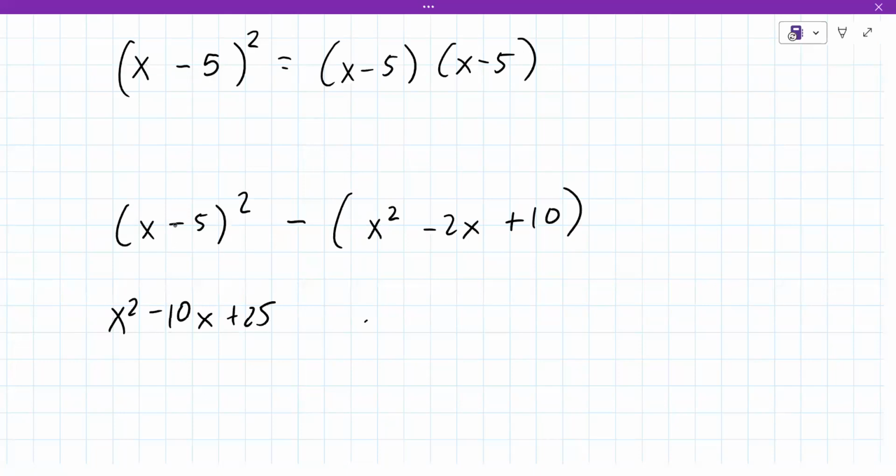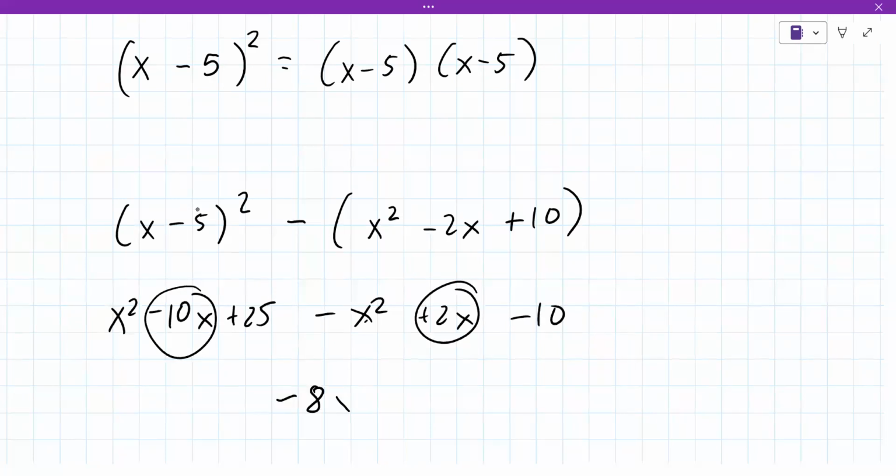Minus x squared plus 2x minus 10. And you do negative 8x minus 15. So is it negative 8x minus 15? Plus 15, because just a few sign things there, right? You got the 2x and the minus 10x, that is minus 8x, but it's positive 25, and minus 10, minus 15, like that. Okay, all right, good job on that.